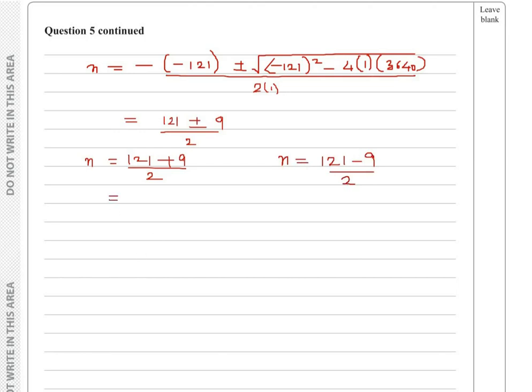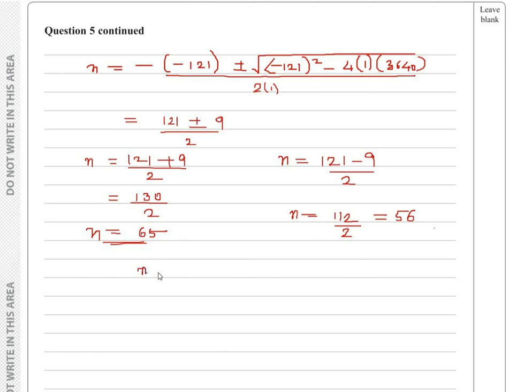So let us see what we get here. It is 150 over 2. So we get it as 65. One value of n we got it as 65. And another value, let us see what we get. n equal to 112 over 2, so we get that as 56. So we have got two values of n equal to 65 and n equal to 56.